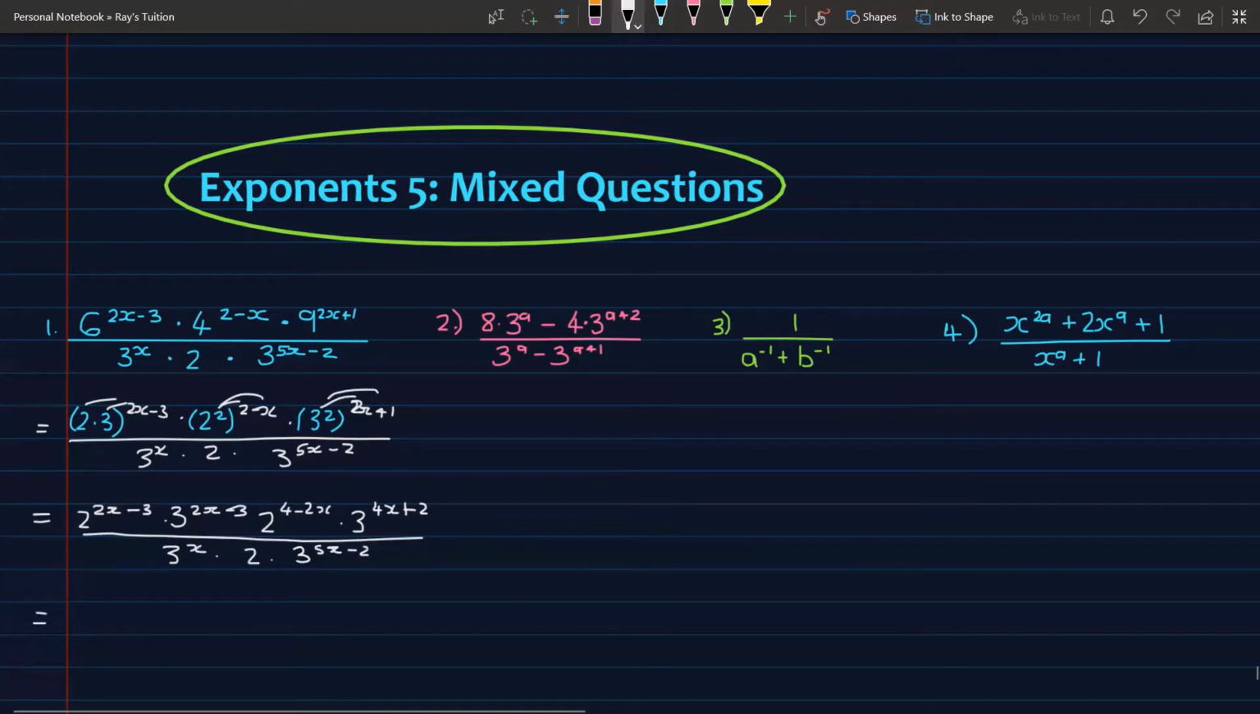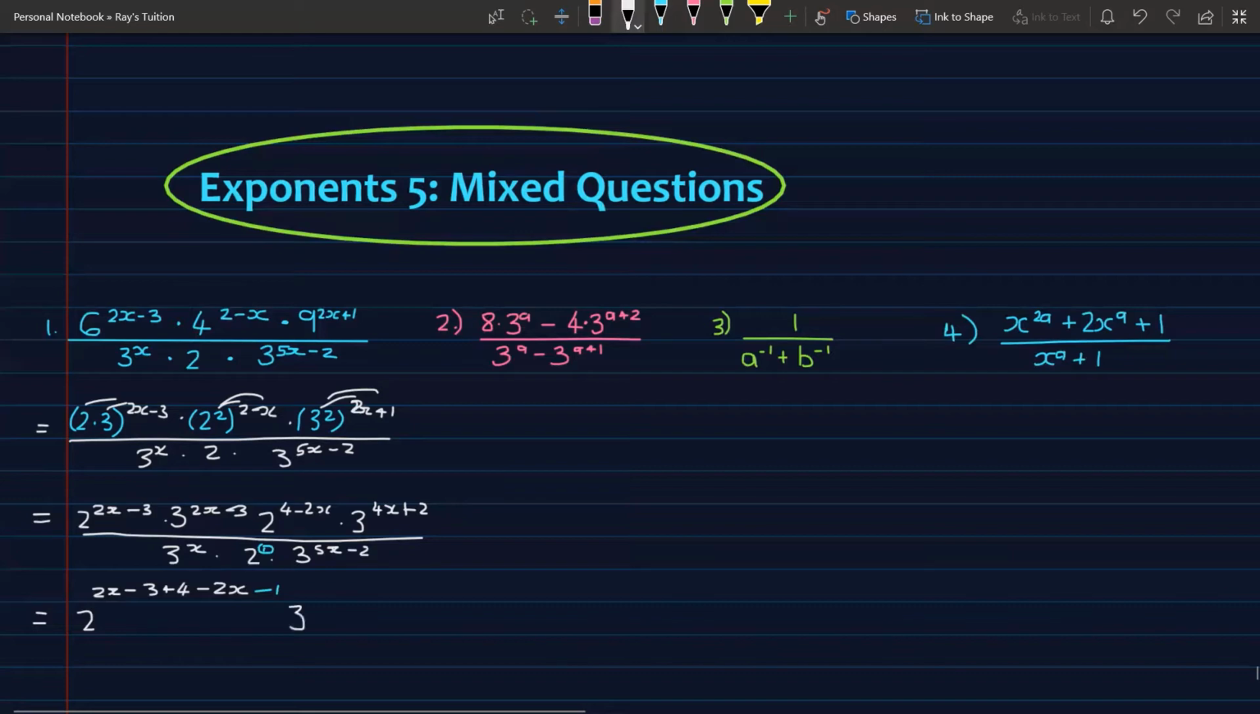Okay, so let us continue. We're going to then put it over the same bases in the numerator by adding. So let's do the 2. So this here is 2x minus 3 plus 4 minus 2x. And then we're going to subtract the 1 from the denominator. So that minus 1 from that is like a 1 there. And when we take it to the denominator, from the denominator, we change the sign.